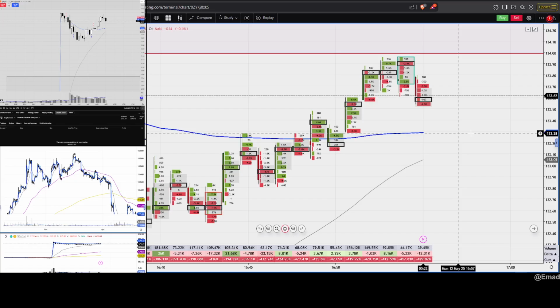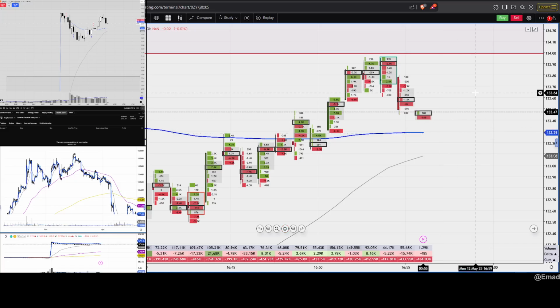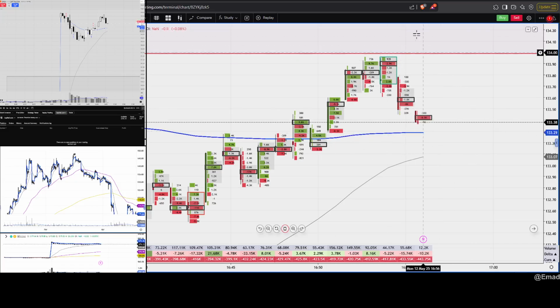Seller being absorbed. Very, very nice. It's a horrible way to trade, yaar. So yeah, that was a good shot at 133.9 to 133.4. Nice. This is the 50 cent move with 20 cent risk. Actually, this was a good trade here.